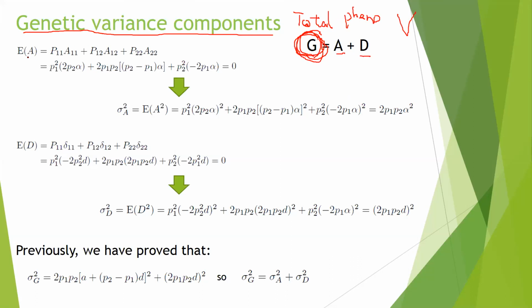First, we know the total phenotypic variation should be coming from two places, right? One is the additive effect, and the other one is the dominant effect. Here, A represents the breeding value, and D represents the dominance deviation. Now let's look at the expectation of this breeding value.